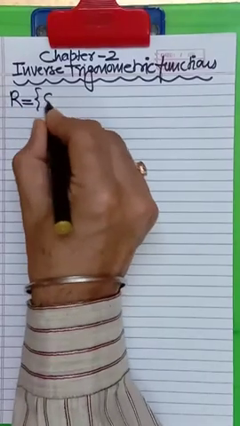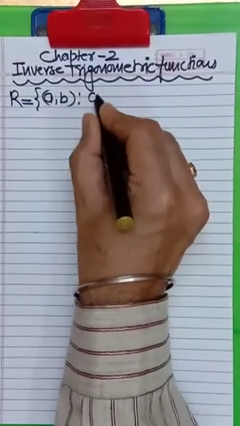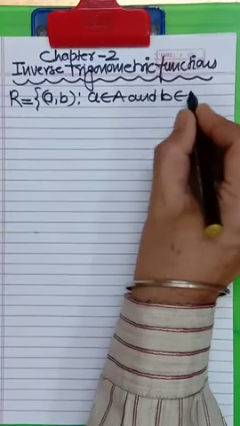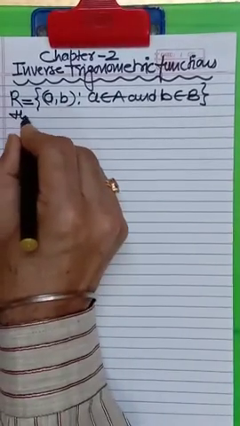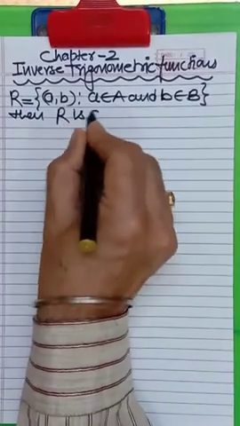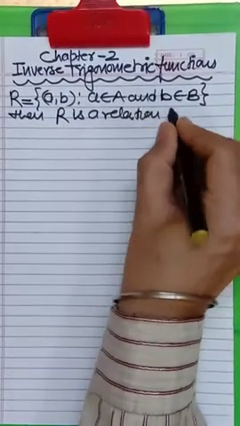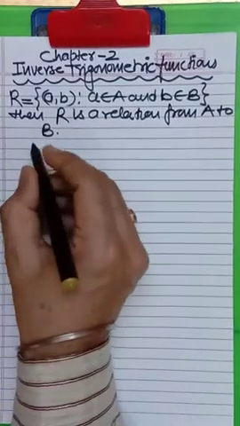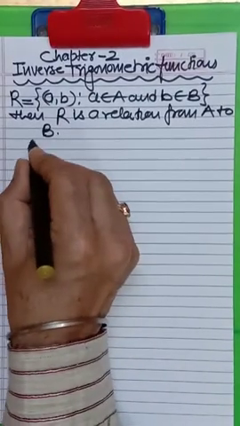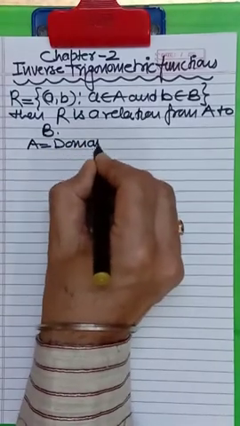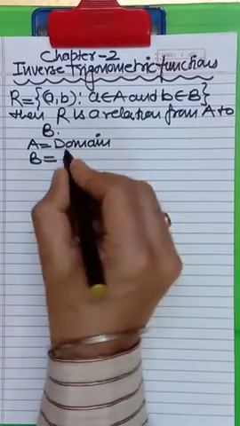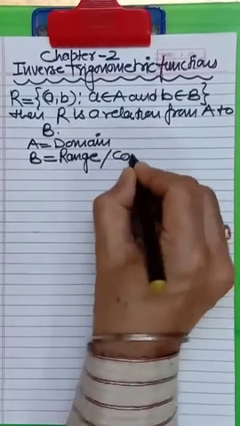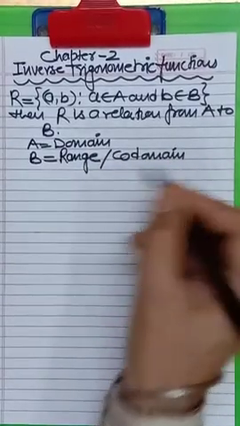Relation R is nothing but a set of ordered pairs (a, b) where a belongs to set A and b belongs to set B. Then R is a relation from A to B, where elements of A denote the domain and elements of B which are connected to this denote the range or codomain. Codomain depends upon the size of B.